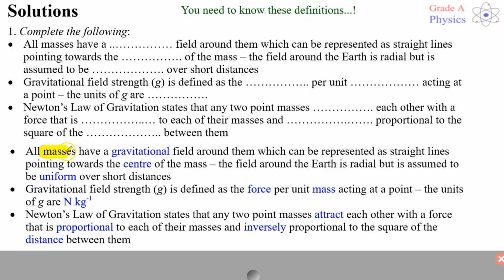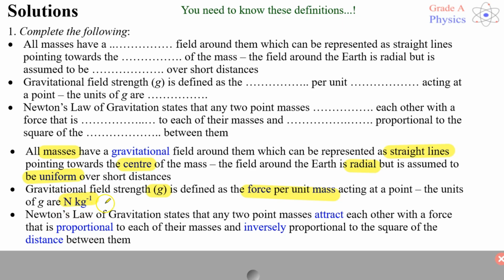So it's important we know it's all masses have this field around them, and we represent this with straight lines towards the center. So you might be asked to describe what is meant by a gravitational field, so that's important. And we would normally assume it's radial, well, it is radial, but we can assume that it's uniform over short distances. Little g, you do need to know, so that's the force per unit mass, very important, and the units are force per unit mass, newtons per kilogram.